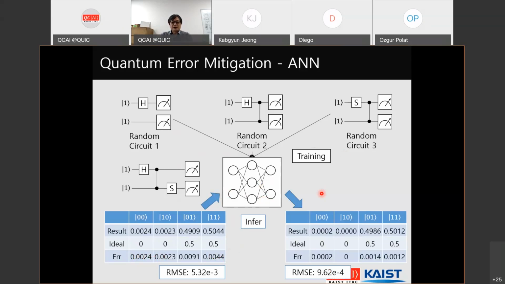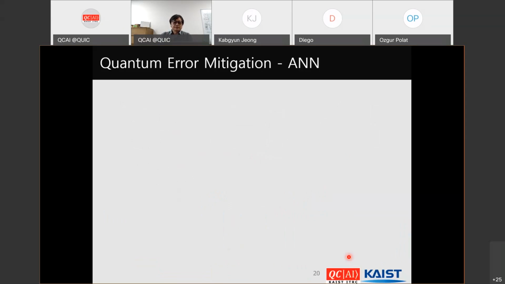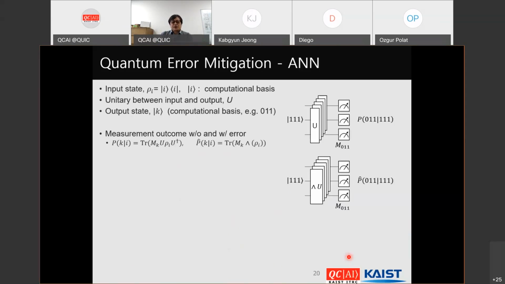And then with another random circuit, we do the same thing, and then we know what the amount of error is going to be, for example. So after inference, the result will be reduced like this one. Okay. So this is what we have done. We teach the circuit with many different states.